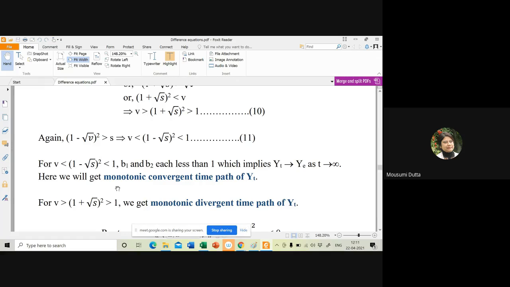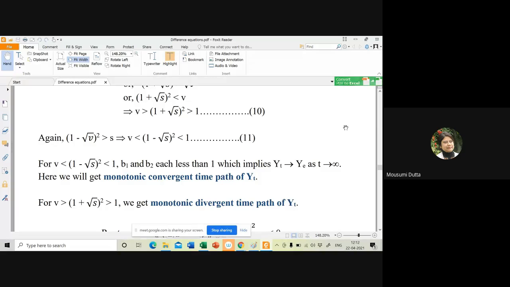Why am I talking about monotonic? Because both the cases belong to the real root case. So when the roots are real, we get the monotonic time path. In case of equation 10, it has been established V is greater than 1. In case of 11, V is less than 1. So when V is less than 1, you will get a monotonic convergent time path, and in the other case, a monotonic divergent time path. Is it clear?